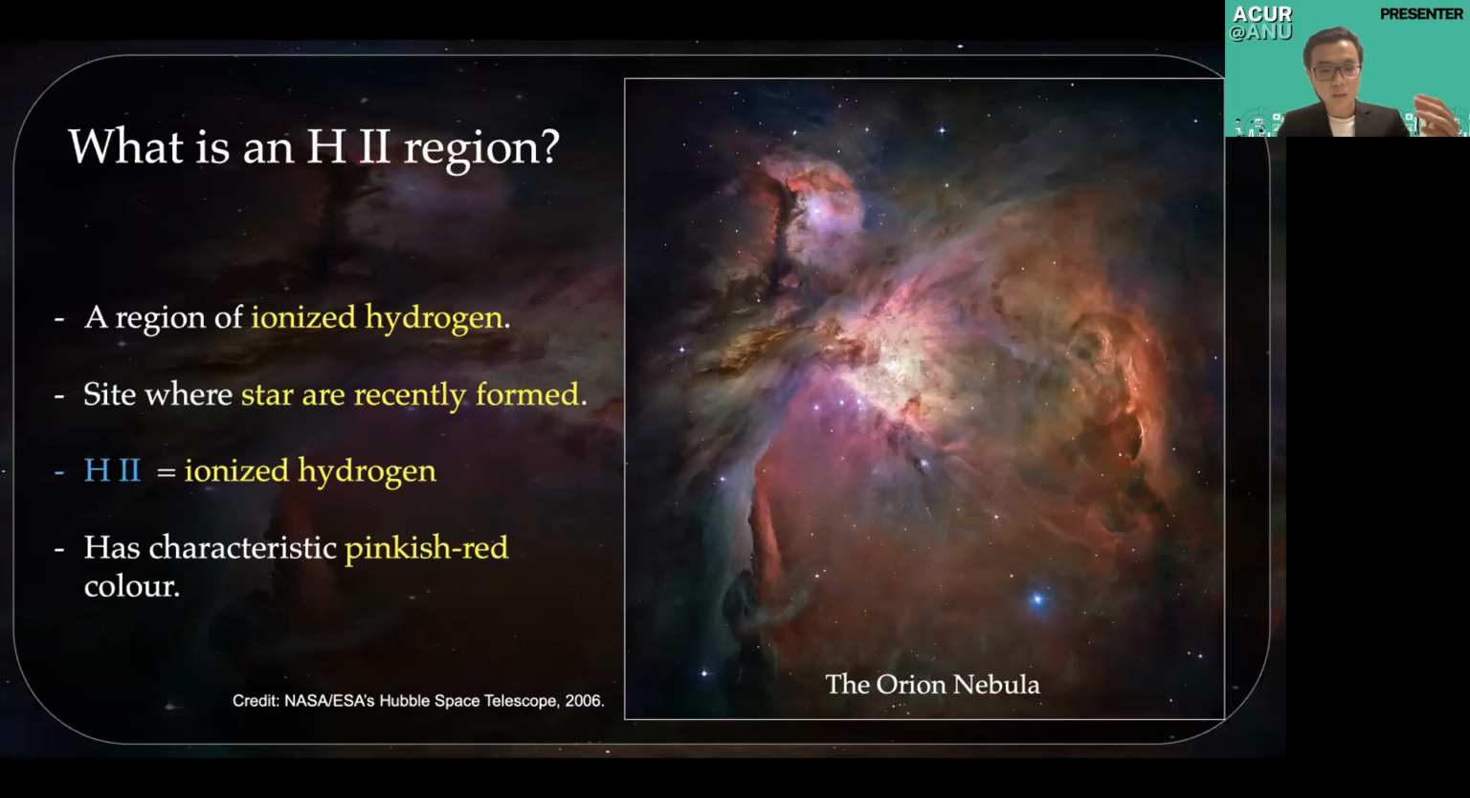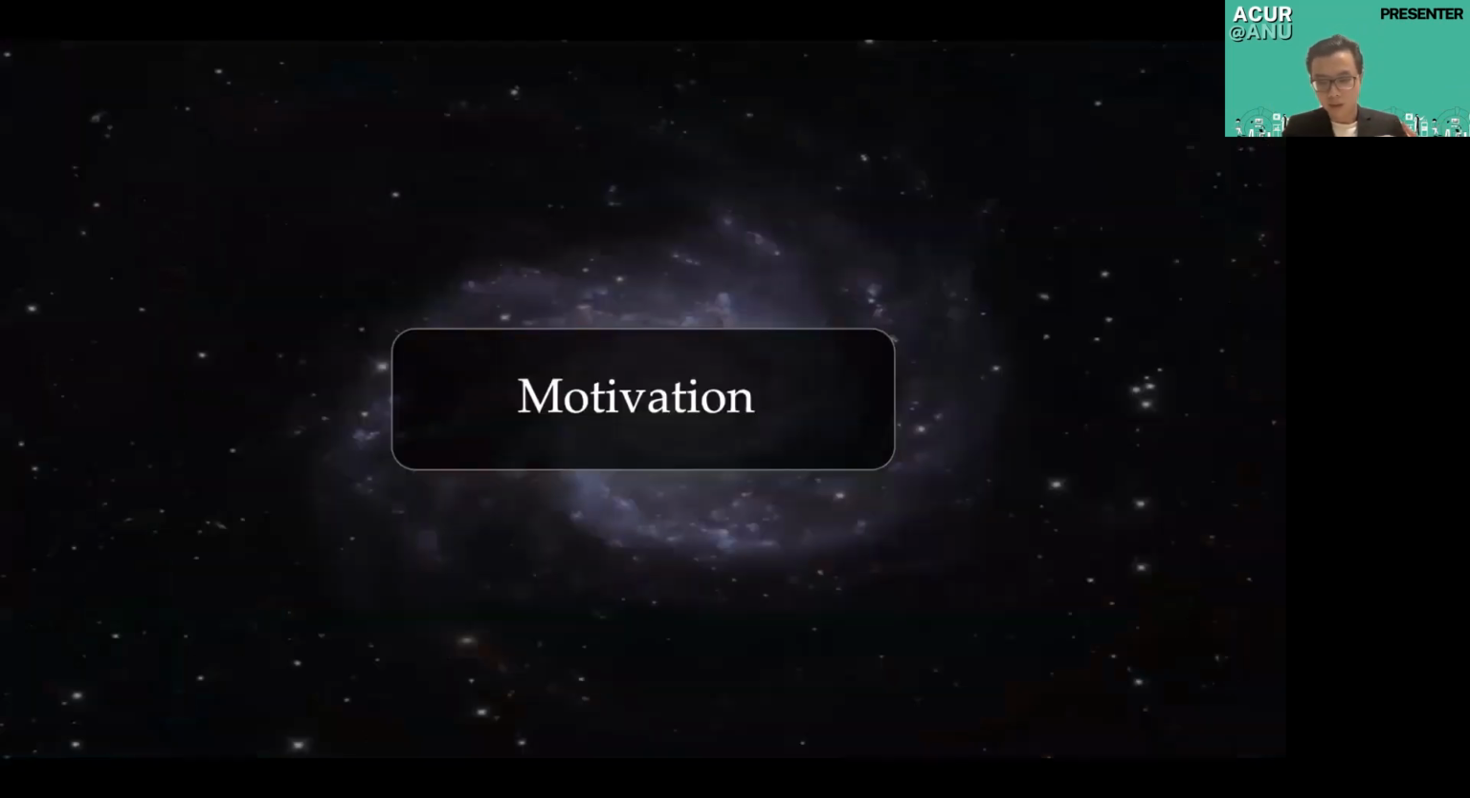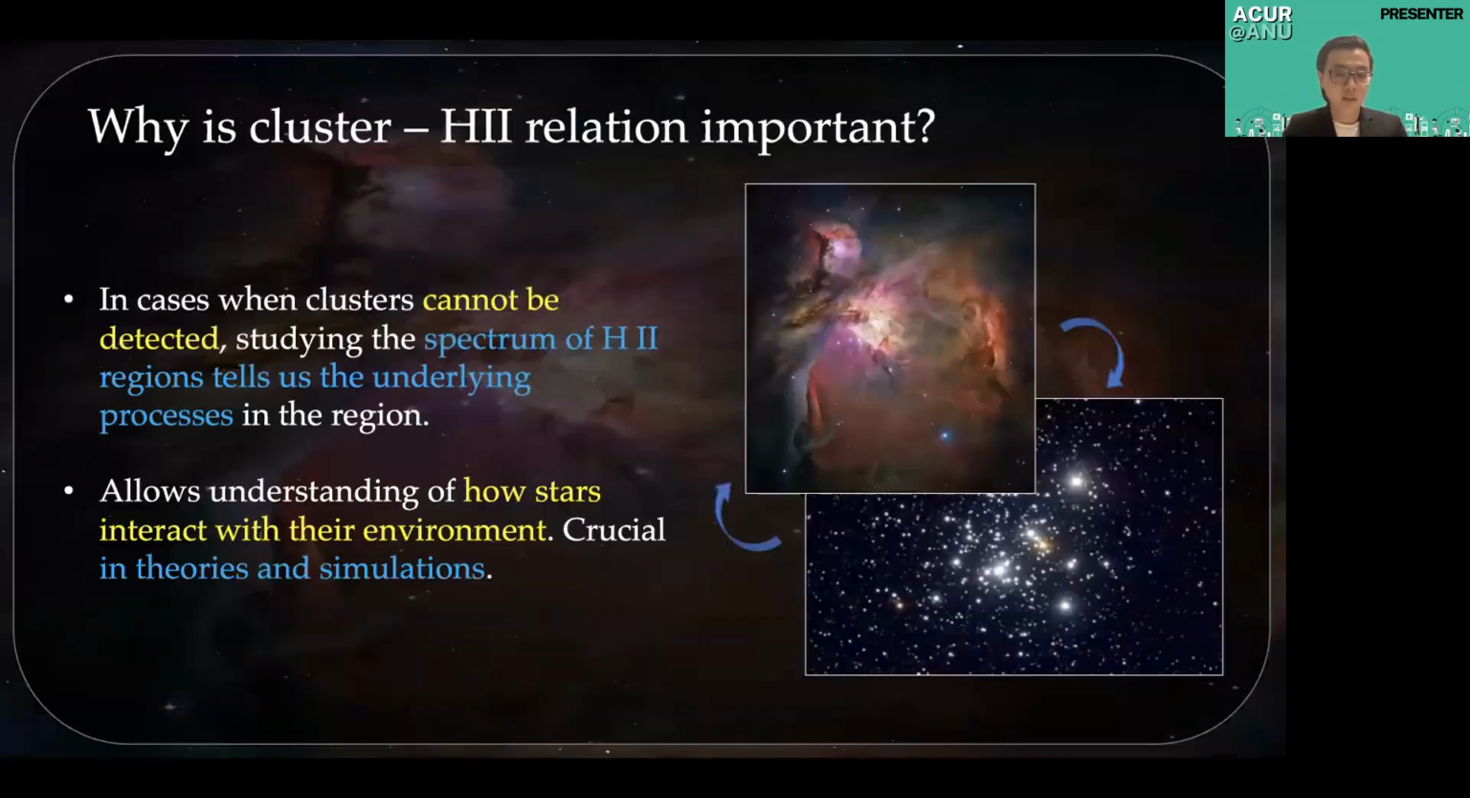So yeah, we've talked a little bit about H II regions. We now know that H II regions are regions of ionized hydrogen. We also know that star clusters are basically the ionizing source of these regions. And so we're going to talk about the motivation of our thesis. What we hope to contribute to the understanding of the cluster and H II relation is that we could start off by asking, why is it important?